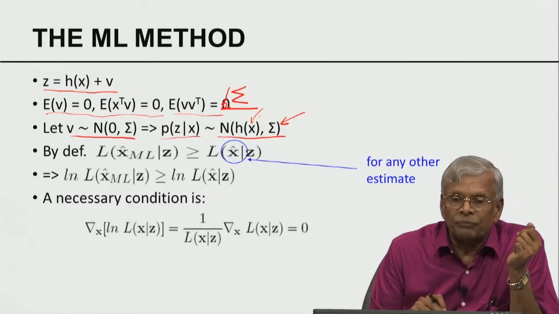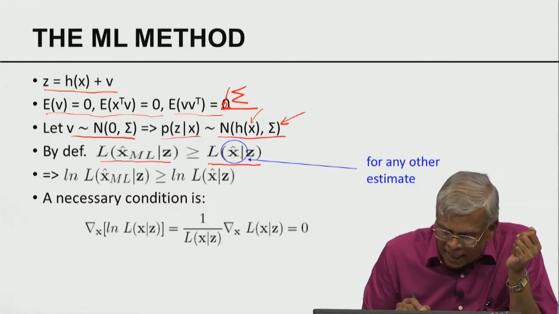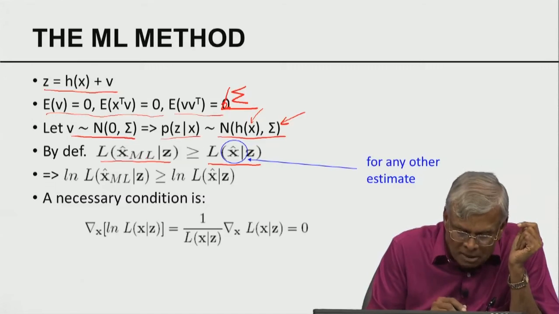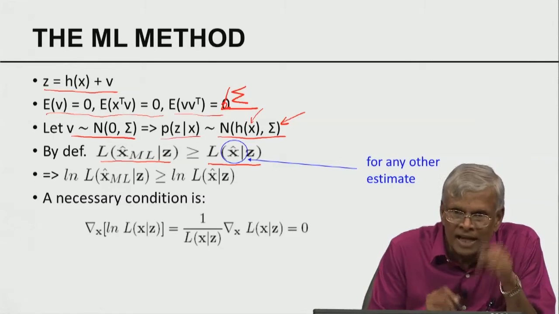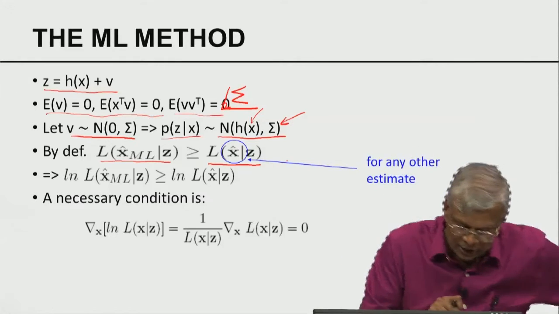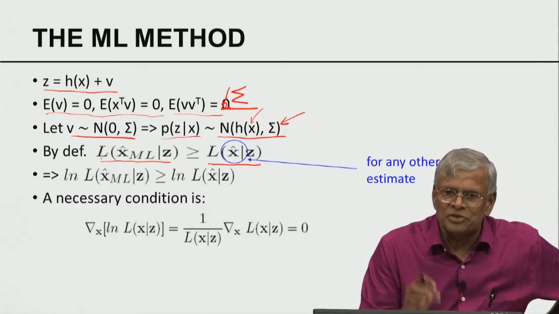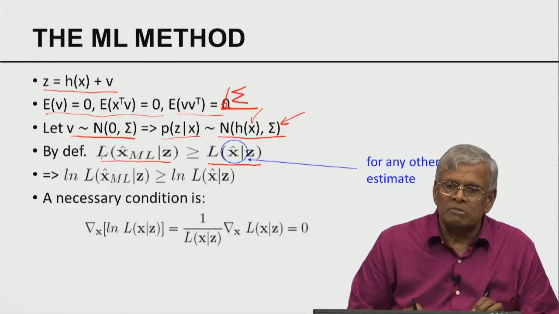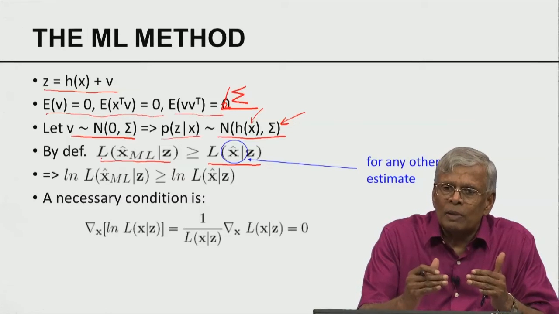Now please remember, I can relate p to L. So looking at L as the likelihood, what am I looking for? Let x hat be any estimate. Let x hat ML be the maximum likelihood estimate. And how do I define the maximum likelihood estimate? The maximum likelihood estimate is an estimate that maximizes the likelihood of observing z given that estimate, compared to any other estimate. So the likelihood is the probability of observing. What does the left hand side say? The probability of observing a sample z when you set the parameter to be x hat ML is larger than the probability of observing z for any other estimate x hat. So among all the estimates, the maximum likelihood estimate gives you the most probable value of the unknown based on which you will observe what is being observed.